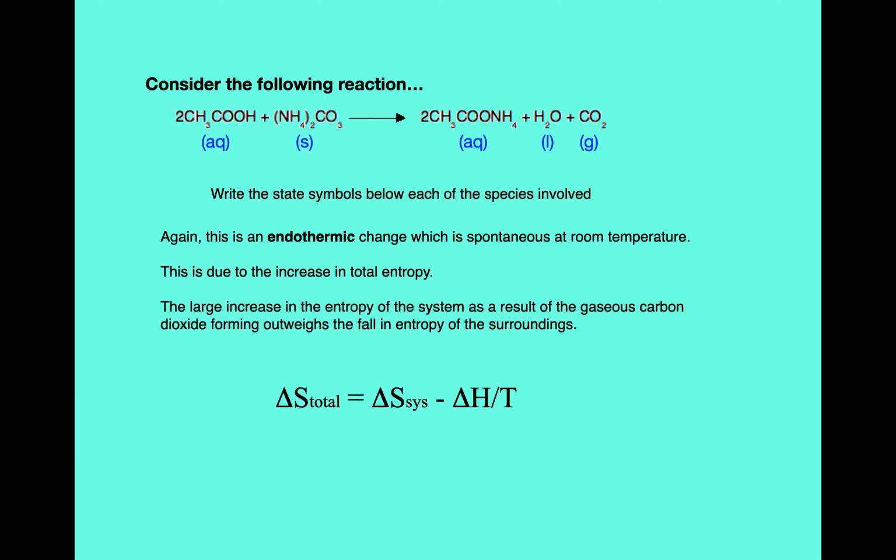So let's have a look at this. Delta S tot is, we know it's positive here at 298K obviously. Delta S system is very positive. Delta H is positive too, but that makes this term negative. So overall, which wins? The delta S system wins here, and this reaction is spontaneous.